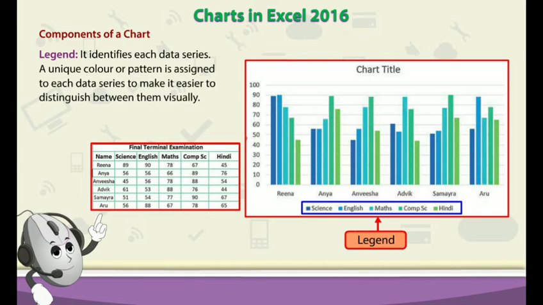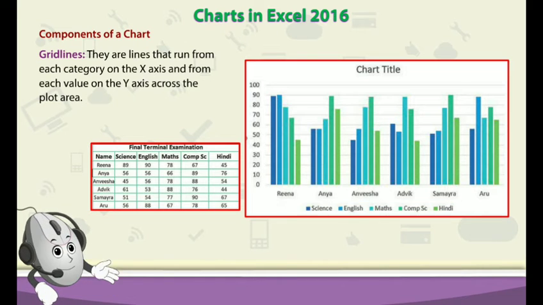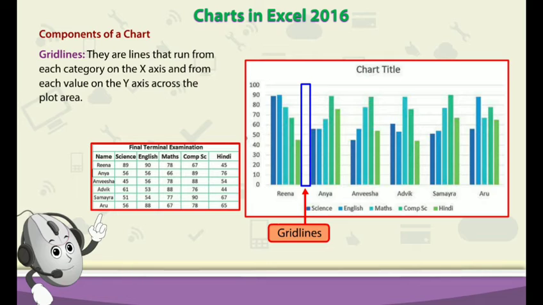Then legend. Here you can see the legend. It defines each data series. A unique color or pattern is assigned to each data series to make it easier to distinguish between them. Usually, different names have different colors. So using that color we can easily compare the data.